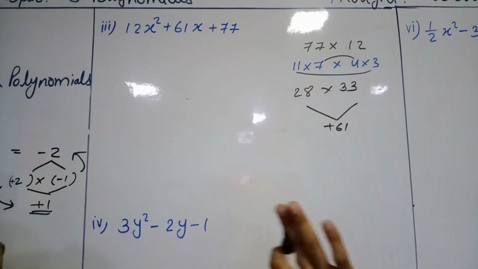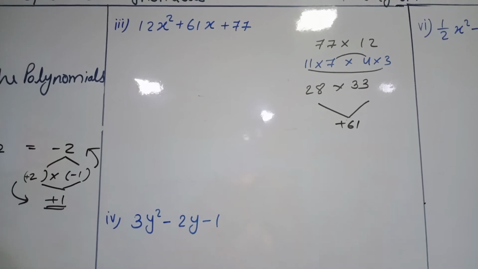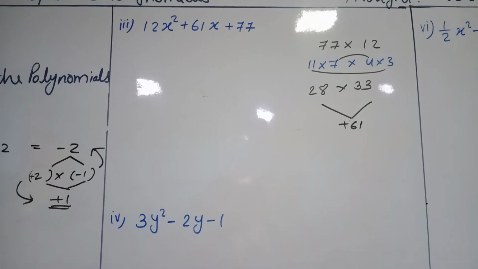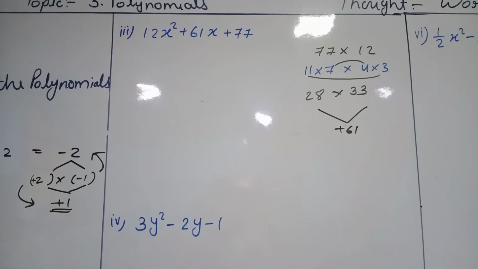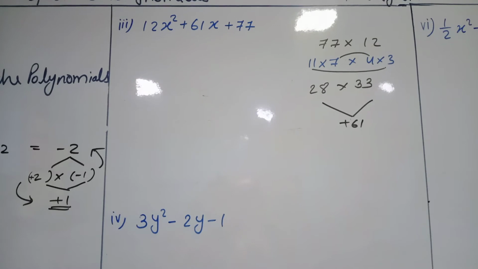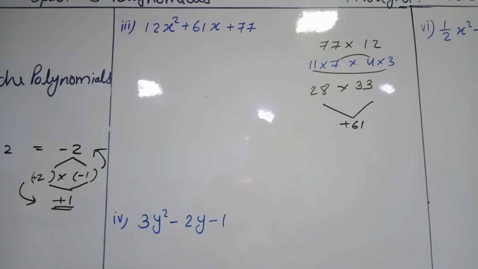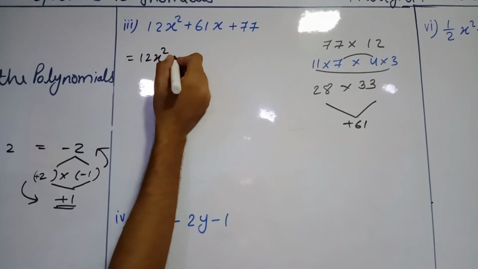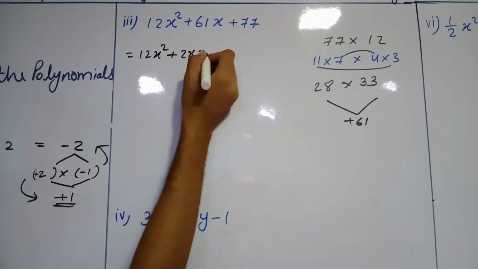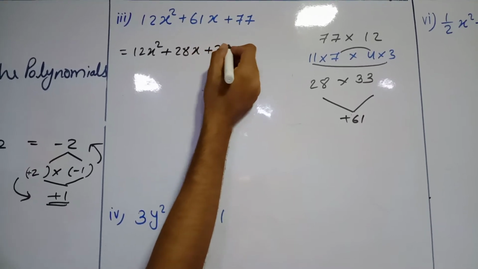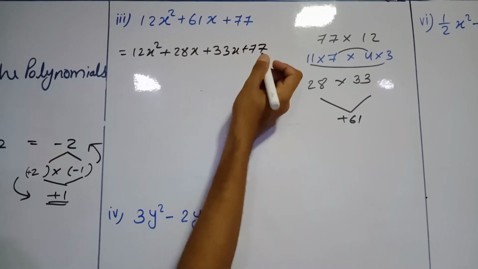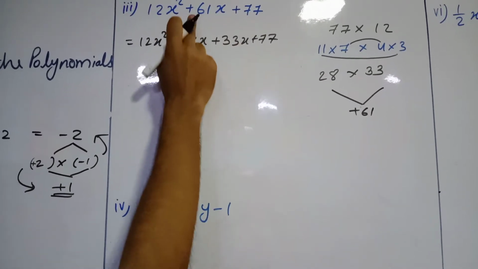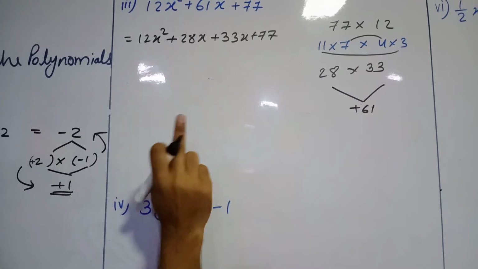That means whatever answer we get after doing the multiplication, that will be okay. 28 plus 33, we are getting the plus 61. Means we can write 28 and 33. This way we can do the factorization. Now, 12x square as it is plus 28x plus 33x plus 77. Because b is plus, both should be plus, so we did that.